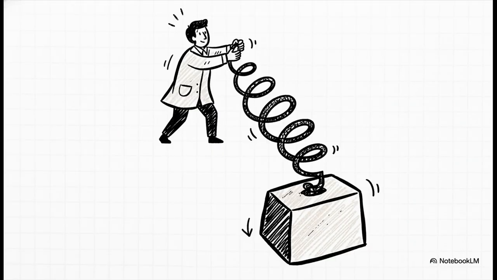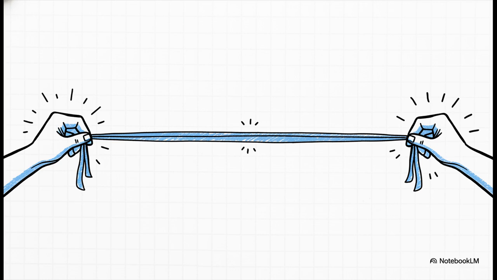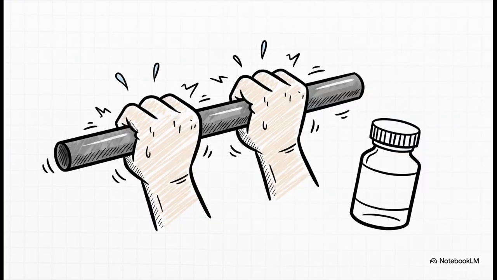Picture an architect in a lab pulling on materials to see how they stretch. That pulling force, it's price. First up, a thin rubber band. A tiny price tweak causes an infinite stretch. That's perfectly elastic demand. Next, a solid steel bar. Pull the price hard, but demand doesn't budge at all.